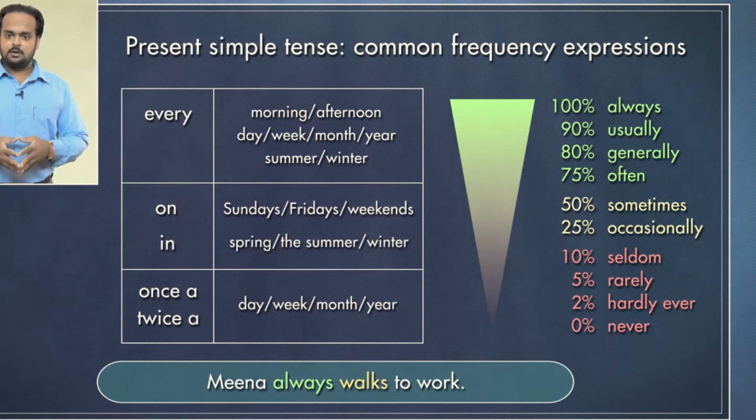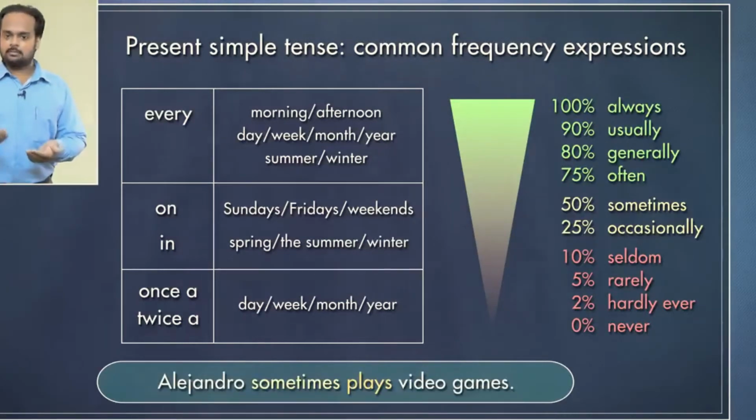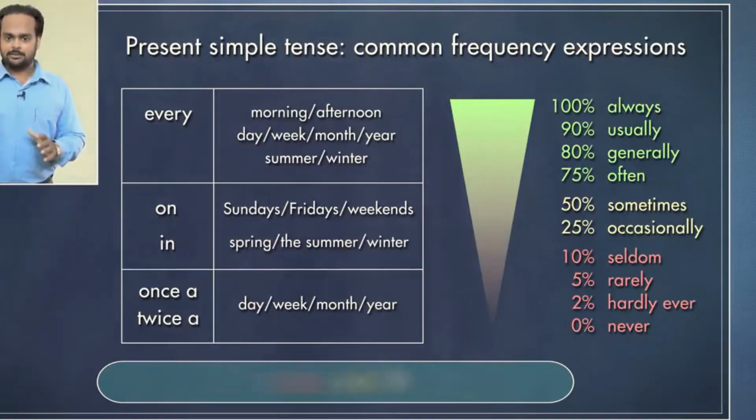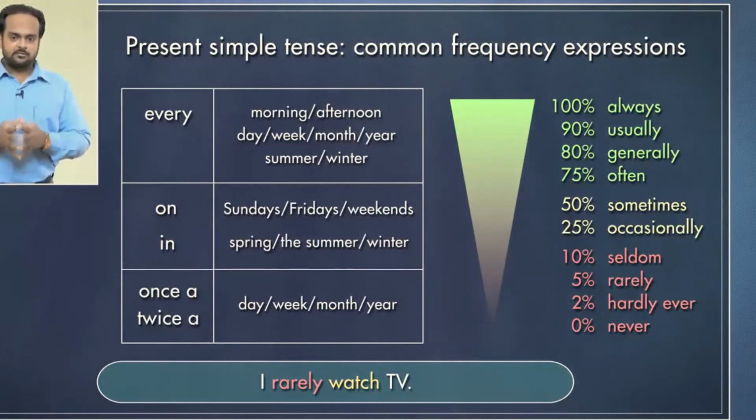You see that some of these are positive, like usually or often. Some are more neutral, like sometimes. When I say Alejandro sometimes plays video games, it's like 50-50. And then there are frequency adverbs that are negative, like rarely. I rarely watch TV, for instance, meaning that I watch very, very little TV. So remember these frequency expressions and adverbs, and also remember, when we talk about habits and routines, we don't use continuous or ing forms. Alright, now let's talk about the next use of the present simple tense.